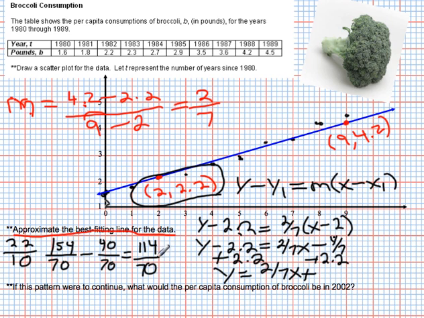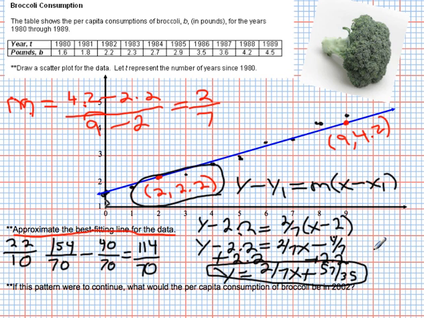And if I reduce that then, it's going to end up being 57 over 35. So this final part right down here is going to be my best fitting line. That would be my approximate best fitting line.